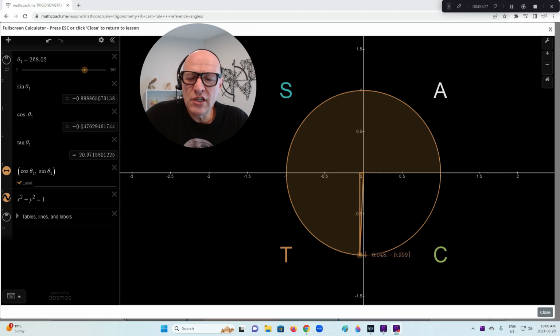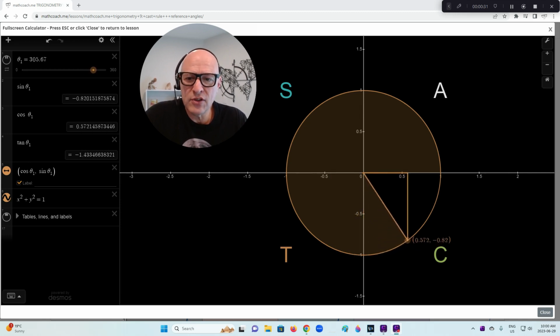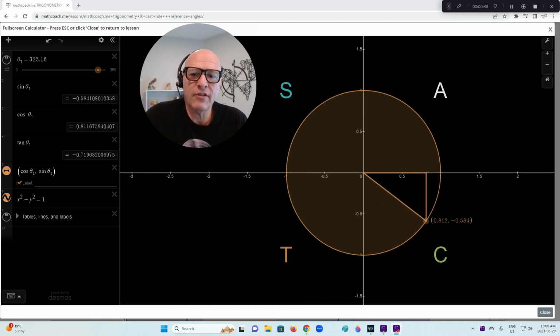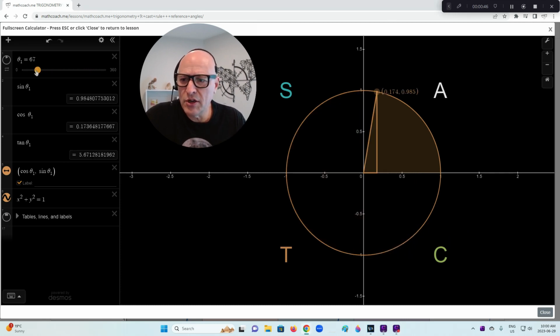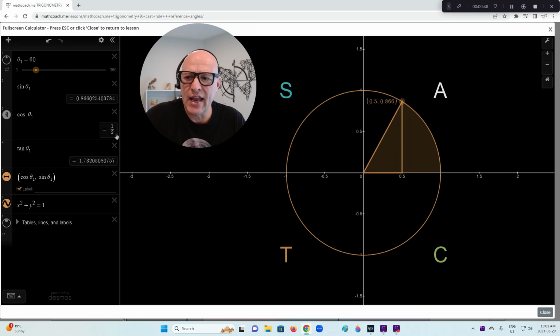Unique to my approach is the use of Desmos calculators like this one to explore math visually, and trigonometry is certainly that, a very visual math topic. Also unique to my approach is there is an online version of this lesson available to you at my mathcoach.me site where you can follow along, where you can take control, you can set an angle.